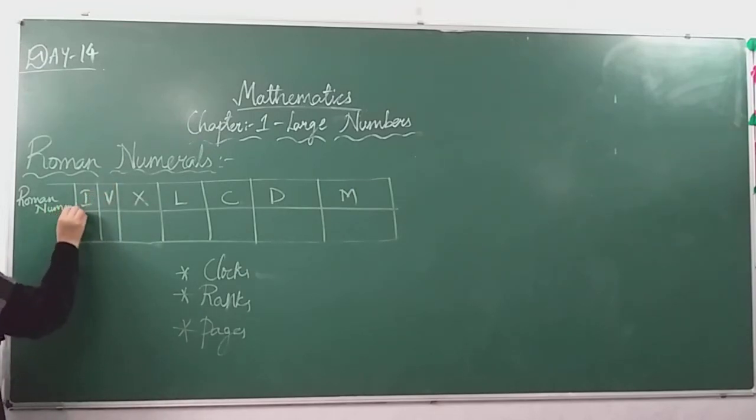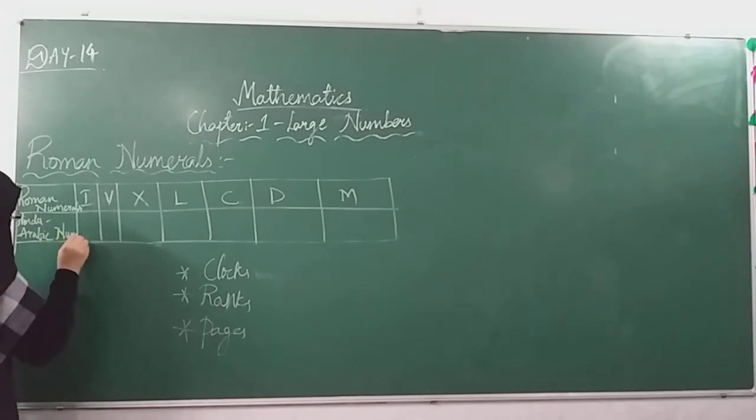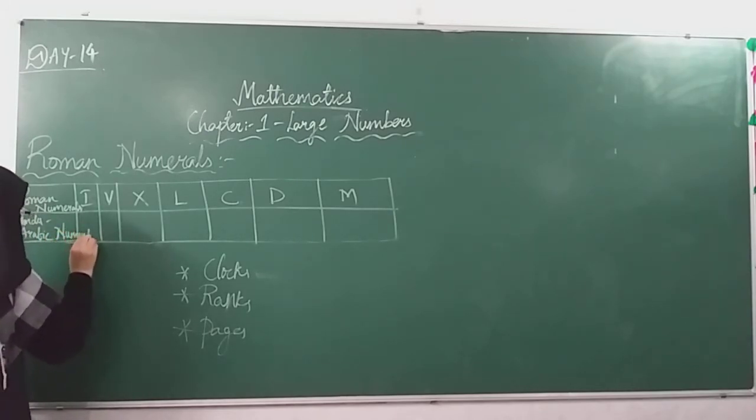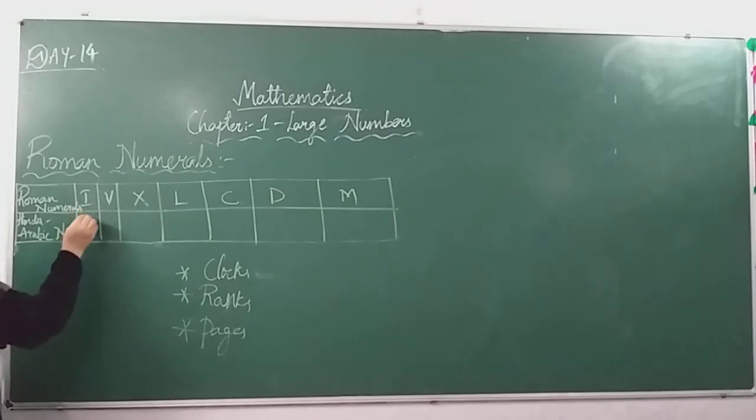This we call Roman numerals. And this one, Hindu Arabic numerals, we'll write that. We'll say numbers also, but we'll say Hindu Arabic numerals. Okay, I means 1. I is a Roman numeral. I is an English alphabet the Romans used, so it is a Roman numeral.